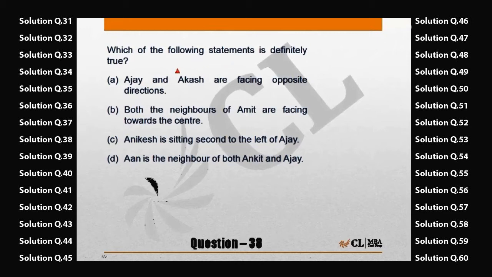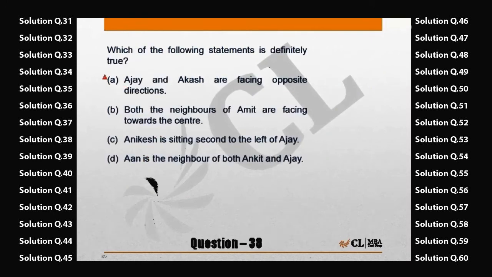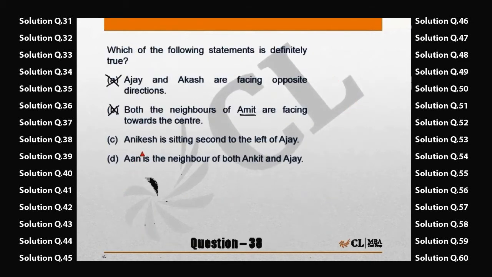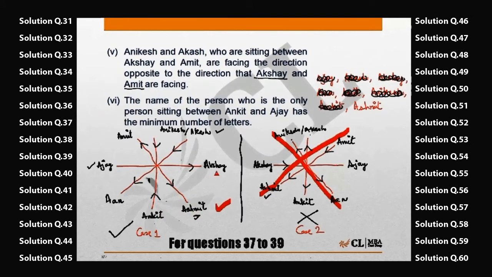Which of the following statements is definitely true? Let's look at each of these. A. Ajay and Akash are facing opposite directions. We don't know Ajay's direction, so we have no information. Therefore A will be wrong. B. Both the neighbors of Amit are facing towards the center, which would be incorrect because we don't know about Ajay. C. Anikesh is sitting second to the left of Ajay. We don't know whether right or left of Ajay, so that will be incorrect. D. An is the neighbor of both Ankit and Ajay. So D would be the correct answer choice. Ashmit is sitting between Ankit and Akshay.